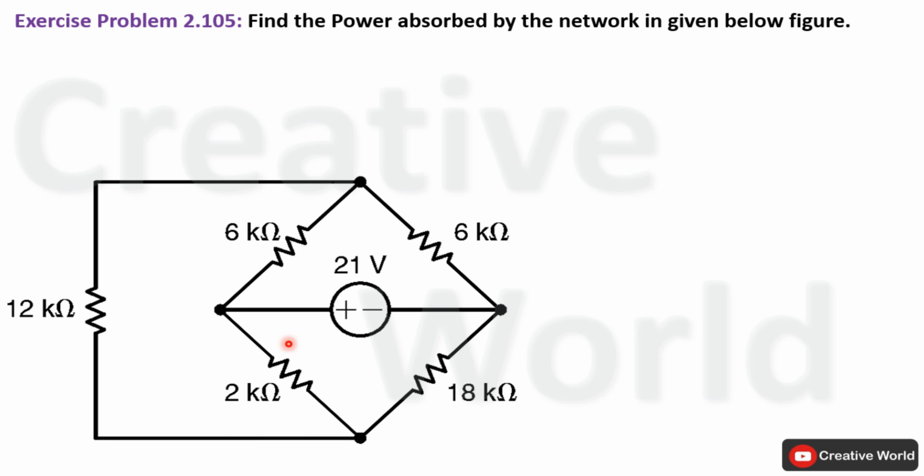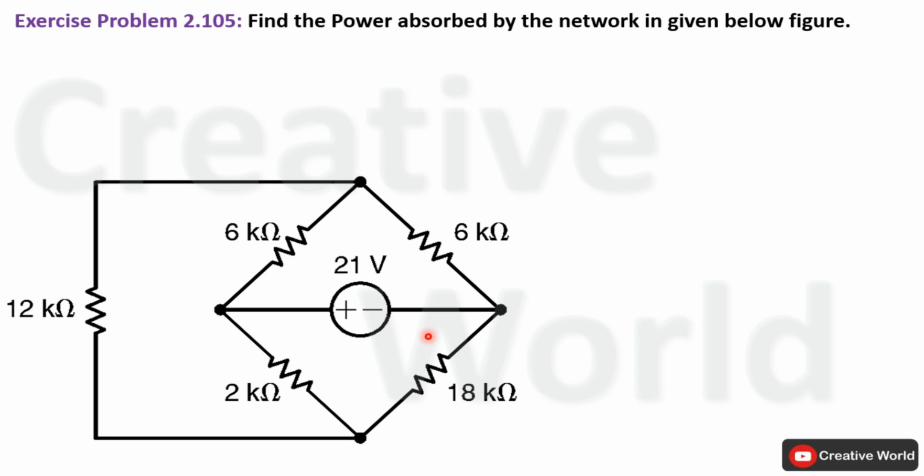First of all, if we observe this network, two parameters are given. One is the value of the voltage source and the other is the values of resistances. It is asked in the problem to calculate the total power absorbed by the network. Pay attention to this sentence. The power of the complete network is required, not of an individual component.